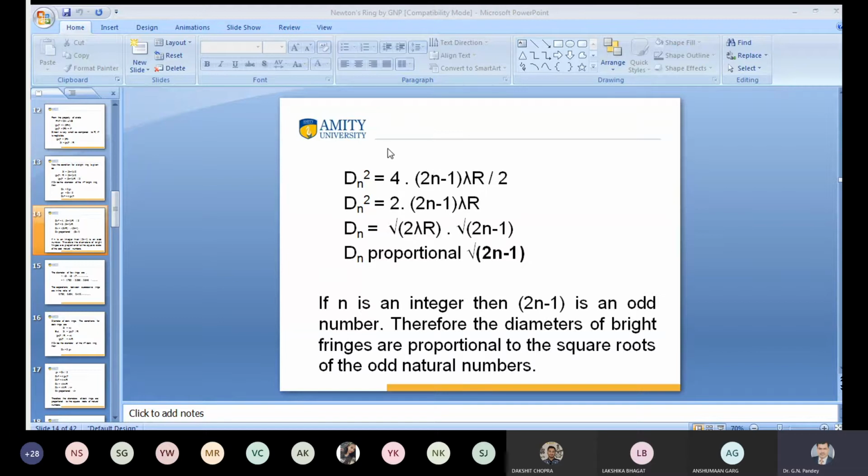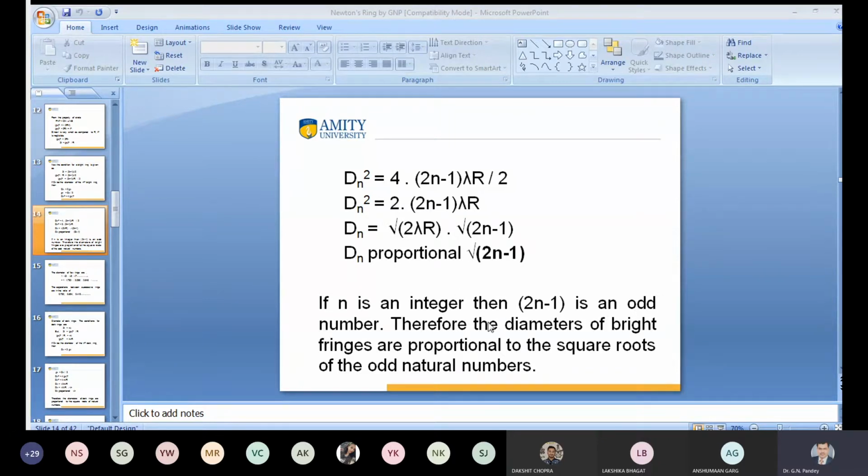I want to divide this into two parts. Dn is equal to under root 2 lambda r into under root (2n minus 1). Very well, lambda is constant, r is also fixed. So we can write here Dn is directly proportional to under root (2n minus 1). What is Dn? Dn is the diameter of the nth bright ring. So from the above calculation, we get that Dn is proportional to the square root of (2n minus 1).